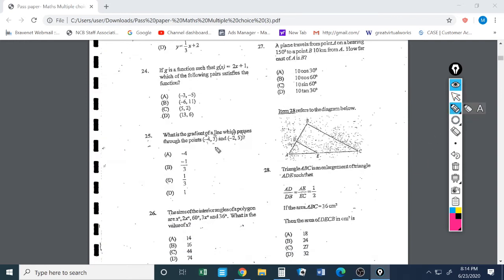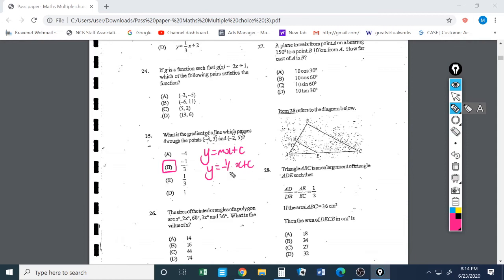Now 25 says what is the gradient of a line which passes through the points (-4, 3) and (-2, 5)? So guys, remember y is equal to mx plus c is the most important equation. And the answer is actually B, guys. And the reason why it's B is because I'm going to substitute that as a gradient, negative 1 over 3, x plus c. Let's write a better 3 than that. That 3 doesn't look too good.